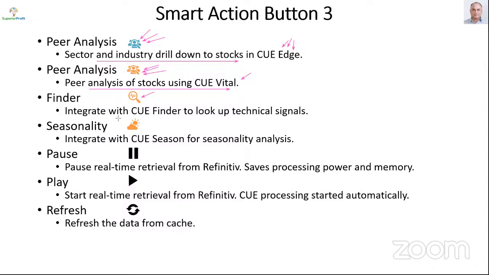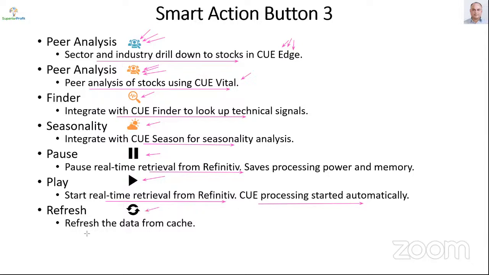The Finder button integrates with QFinder to look up technical signals, and integrates with Season to look for seasonality analysis. Pause stops real-time retrieval from Refinitiv for saving processing power and memory, and play starts the real-time retrieval from Refinitiv. Once that is done, Q is processing all the time. There is no separate action to be taken for starting Q.